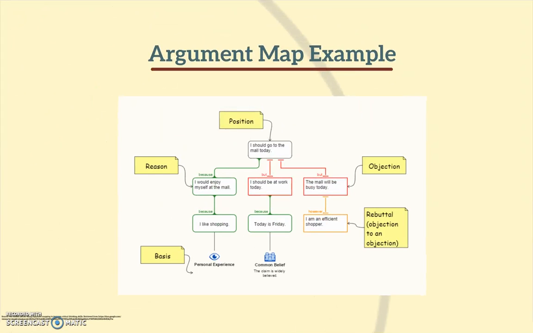Here is a simple example of an argument map with supportive reasons, objections, and rebuttals to the central argument. The central argument is that I should go to the mall today because I would enjoy myself. But I know I should be at work today because it is Friday. I also know that the mall will be busy today, but I know exactly where I want to shop. This map will allow me to evaluate my central argument in light of the inferences I have drawn.